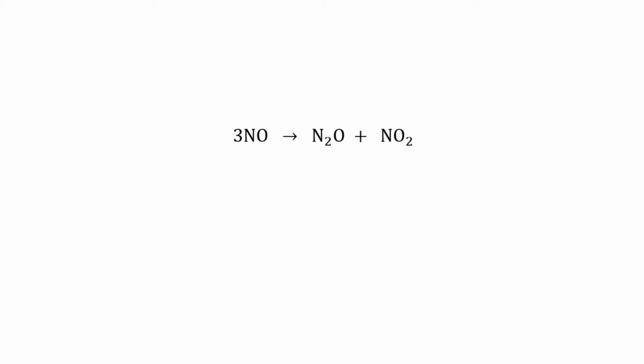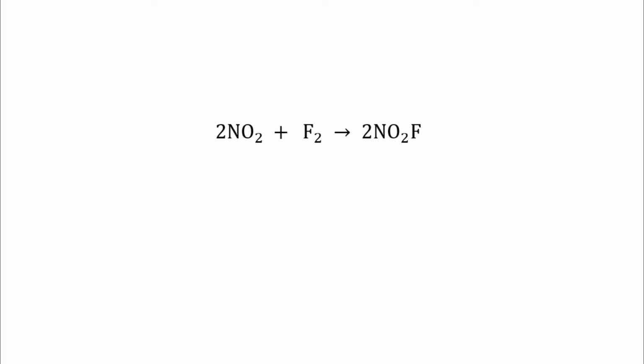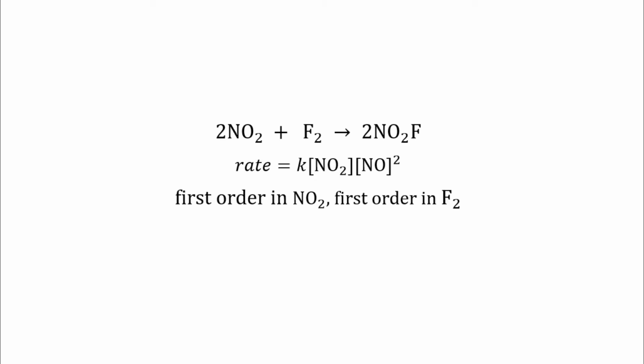3NO decomposes to form N2O and NO2. The rate law expression for this equation is rate is equal to k times the concentration of NO squared. The NO has a second order and the overall order of the reaction is 2. 2NO2 reacts with fluorine to form 2NO2F. The rate law expression for this is rate is equal to k times the concentration of NO2 times the concentration of F2. Both the NO2 and the F2 have a first order, and the overall order of the reaction is 2.